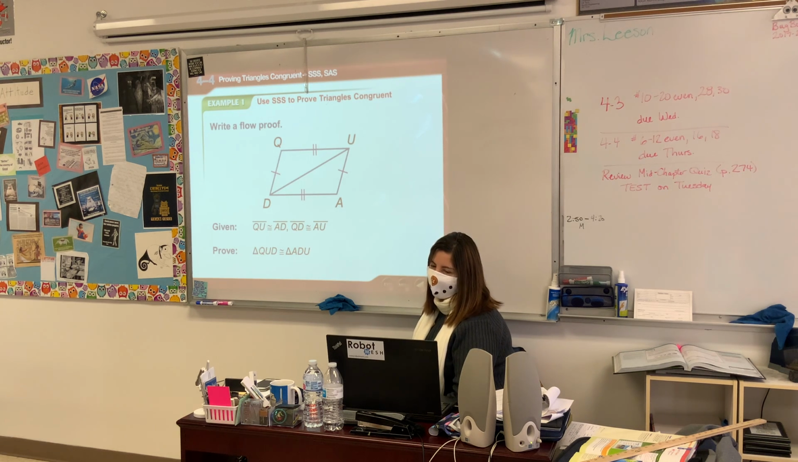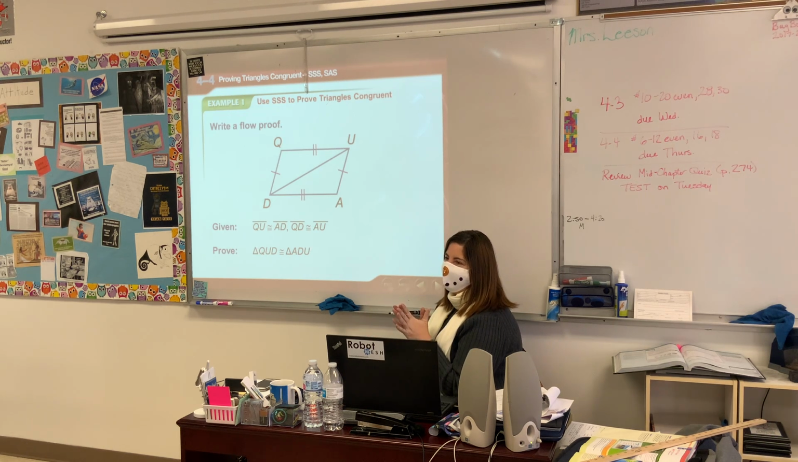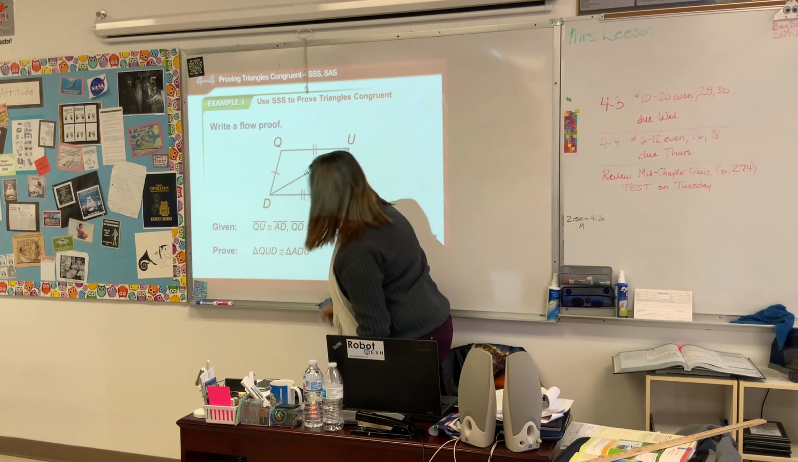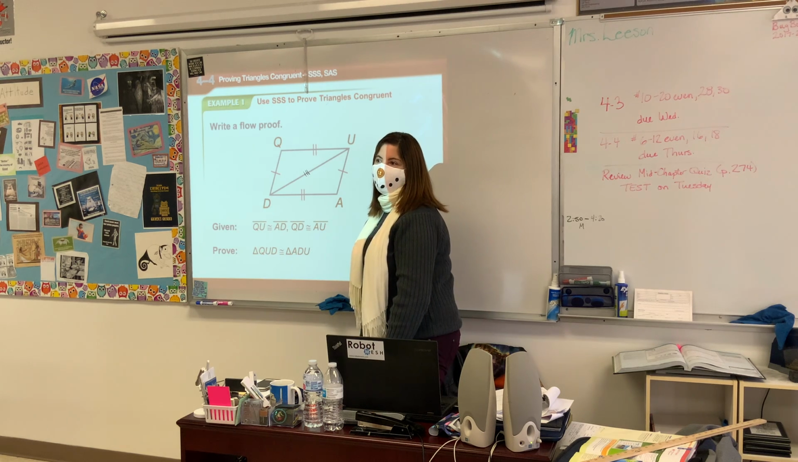Now we're supposed to use side side side. Did they give us any information about the third side of the triangle? They didn't. But the two triangles are touching one another, so that third side is shared between both triangles, so it is congruent to itself. Because it's a shared side. Okay? If you need to for yourself, just go, hey, I know that's congruent to itself.